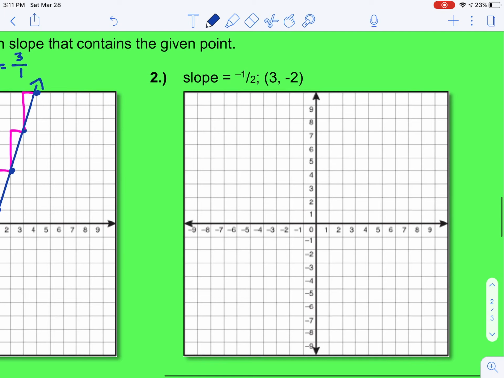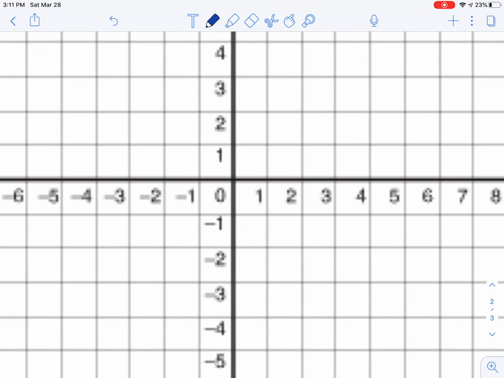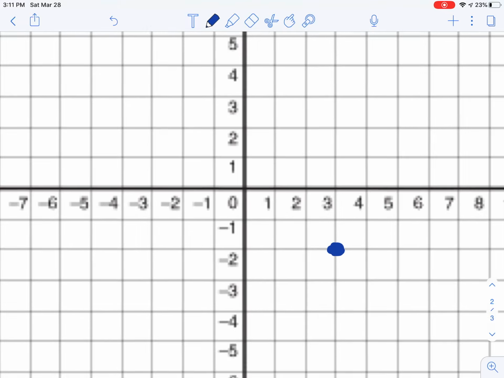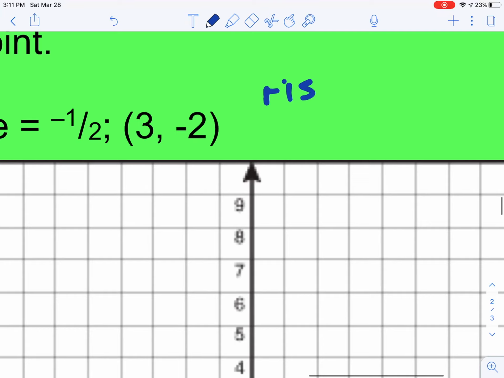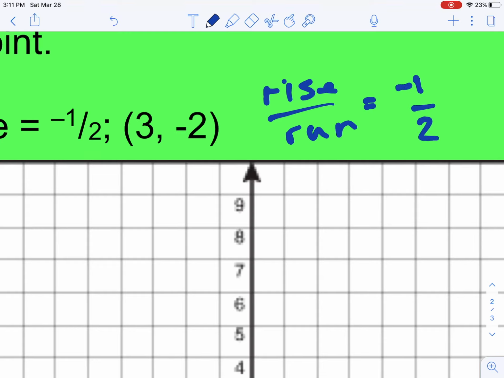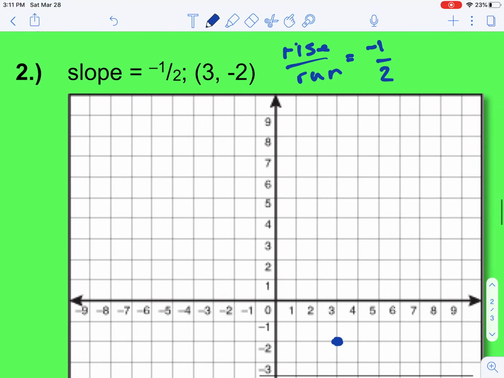Alright, let's take a look at number 2. Slope is negative 1/2, and I'm going to use my point 3, negative 2. So the first thing I'm going to do is graph 3, negative 2. Remember, our slope is rise over run. My fraction is 1/2, and there is a negative, and I can attach that negative to whichever one of those numbers I want. I usually just do the top one. So instead of going up 1 over 2, I'm actually going to go down 1 over 2.